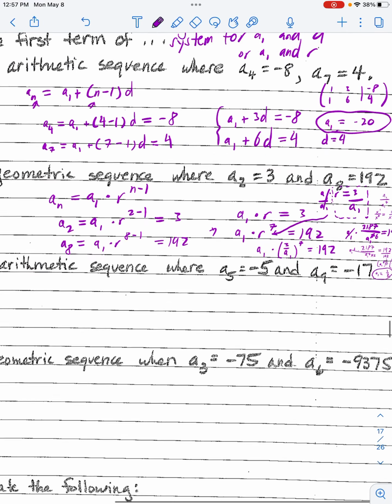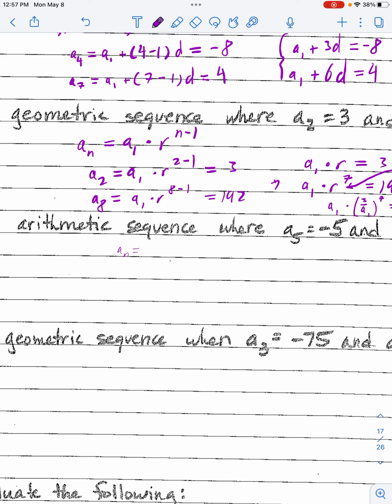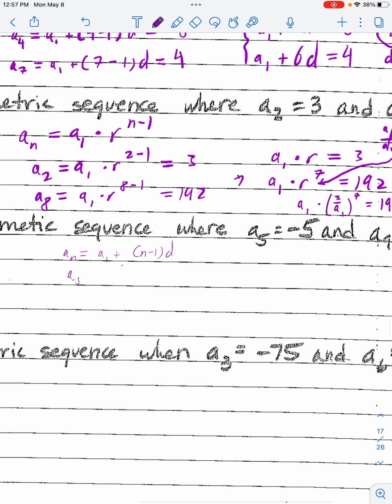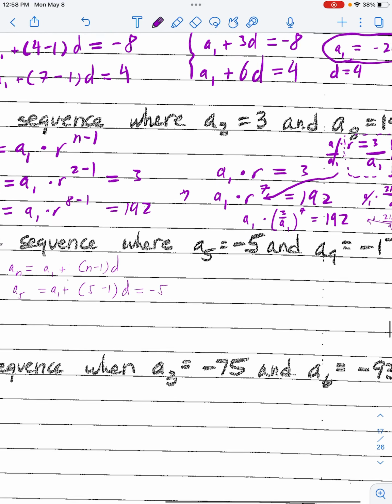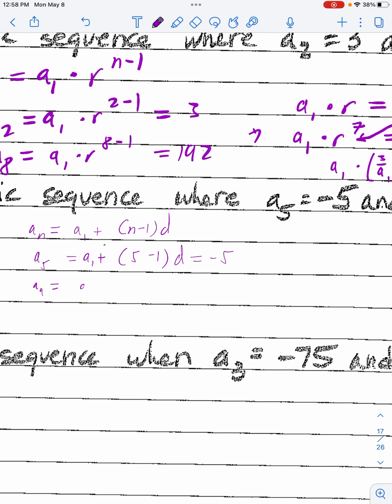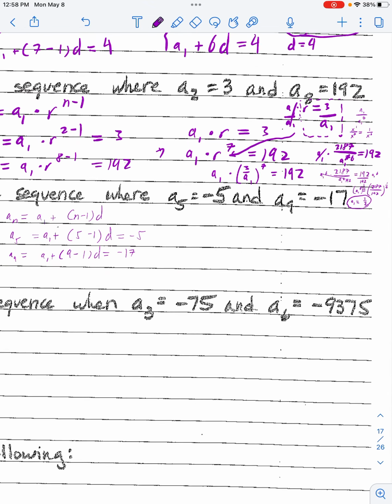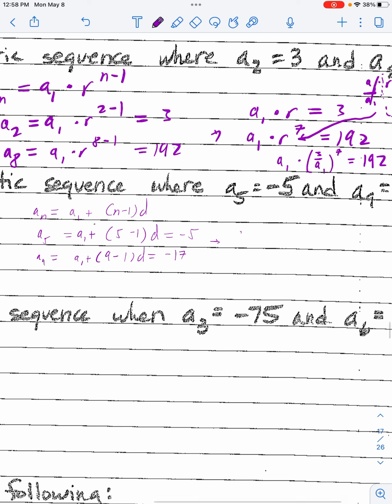All right, arithmetic sequence. Again, these are a little easier. So you start with the general rule. a sub 5 equals negative 5 tells me that when I plug in positive 5 for n, I get negative 5. And that a sub 9 equals negative 17 tells me that when I plug in 9 for n, I get negative 17. So I have a sub 1 plus 4d equals negative 5, and a sub 1 plus 8d equals negative 17.